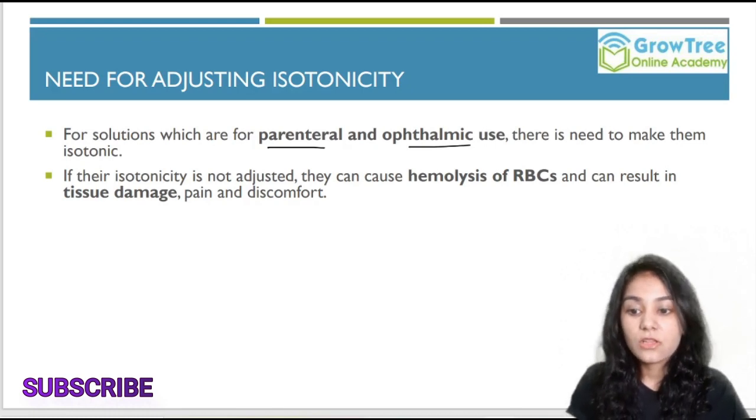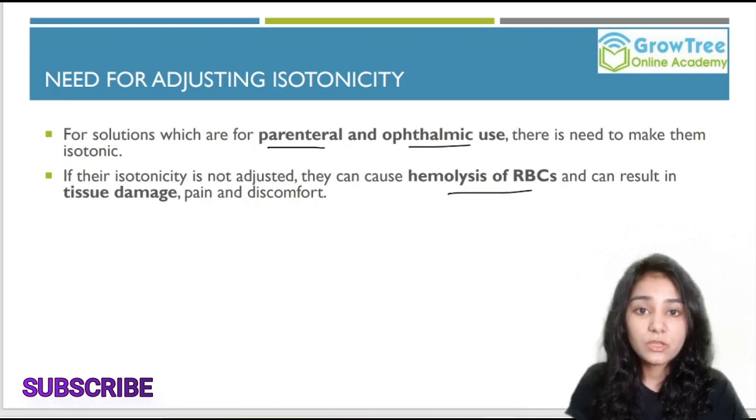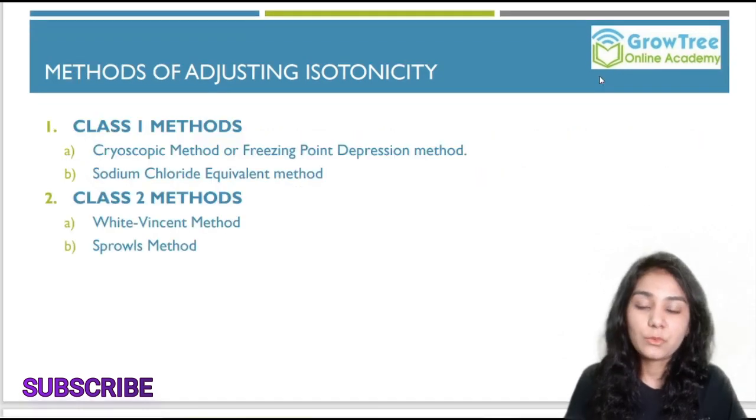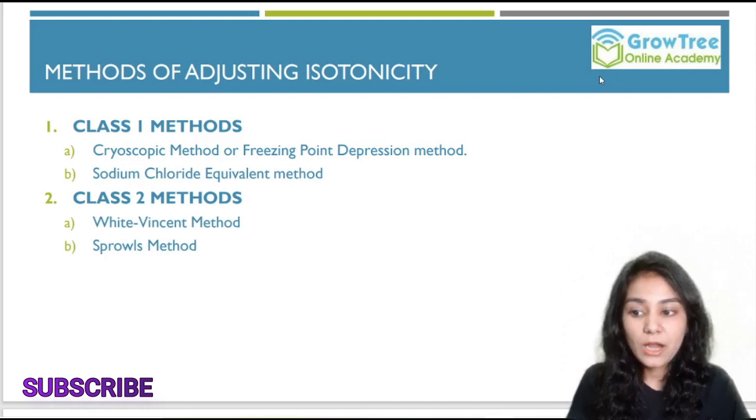This is done because if they are not isotonic to the body fluids, then they can cause hemolysis of RBC, which can result in tissue damage, pain and discomfort. So in total we have 4 methods of adjusting isotonicity and they are divided into 2 parts. The first part is the class 1 methods and the second part is the class 2 methods.